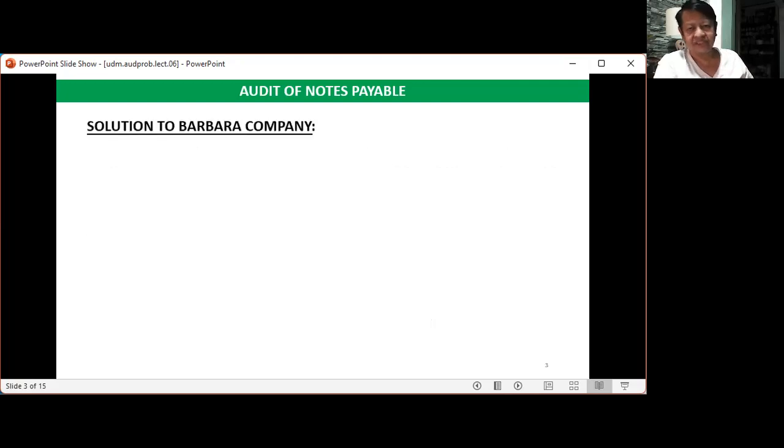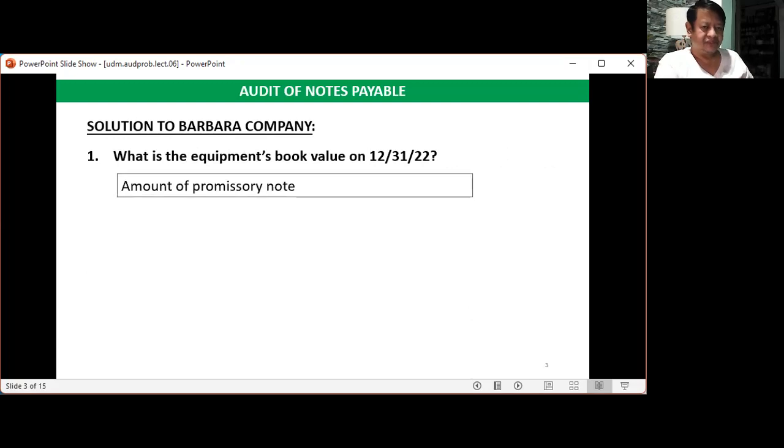So let's proceed to the solution. We will first answer question number 1. What is the equipment's book value on December 31, 2022? So the amount of promissory note as given in the problem is 1,200,000 pesos. The prevailing interest rate in the market is 10%.